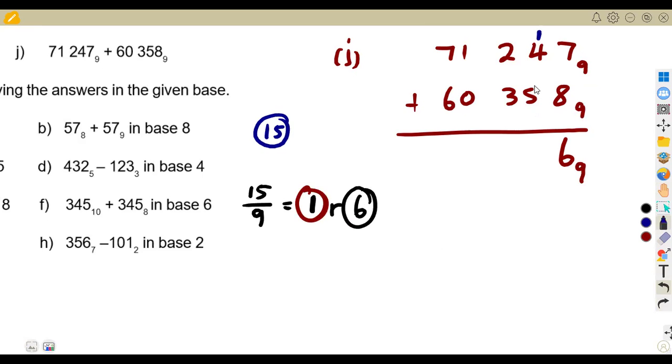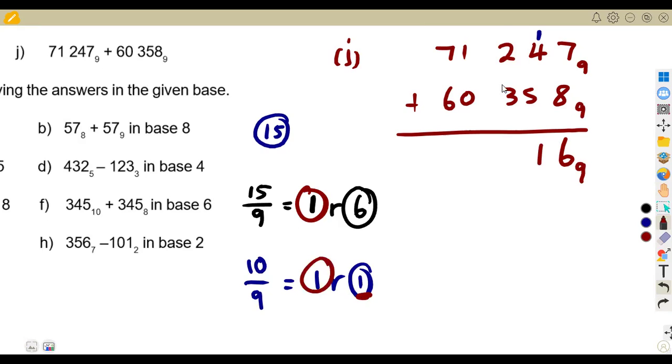We add 1 plus 4, which is a 5, plus a 5, which is a 10. 10 is more than the base, which is the base of 9. So you have to divide by 9. That is 1, remainder 1. So the remainder on our answer, this is our remainder 1.